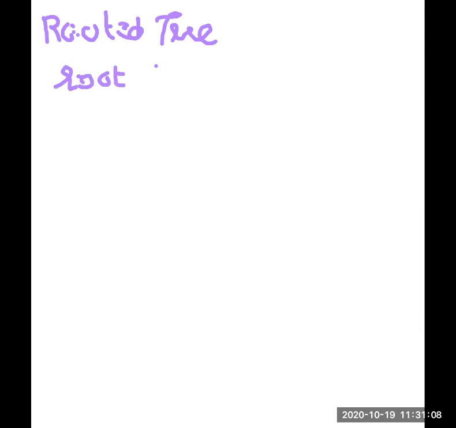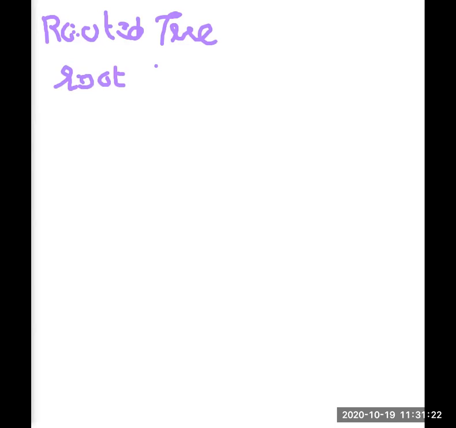A rooted tree, a new definition. A rooted tree is a tree which has one of its vertices designated as a root, and every edge is directed away from the root.